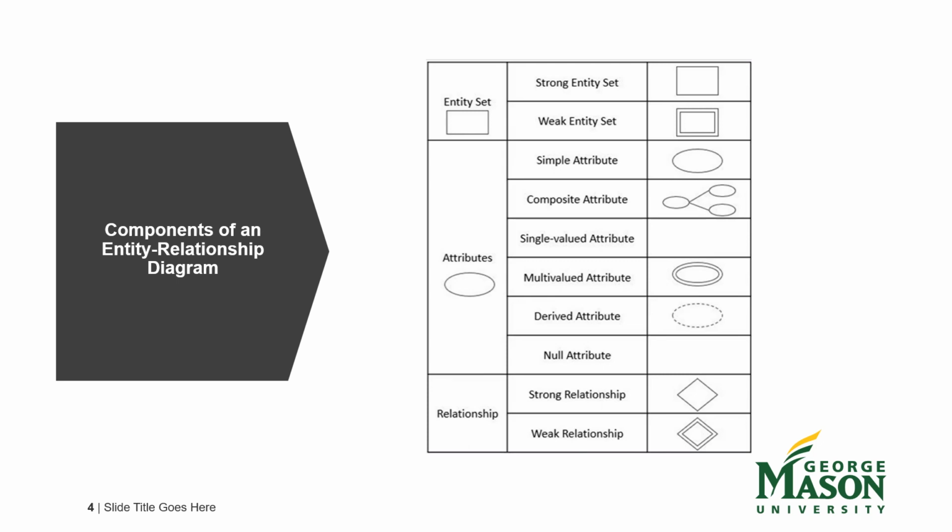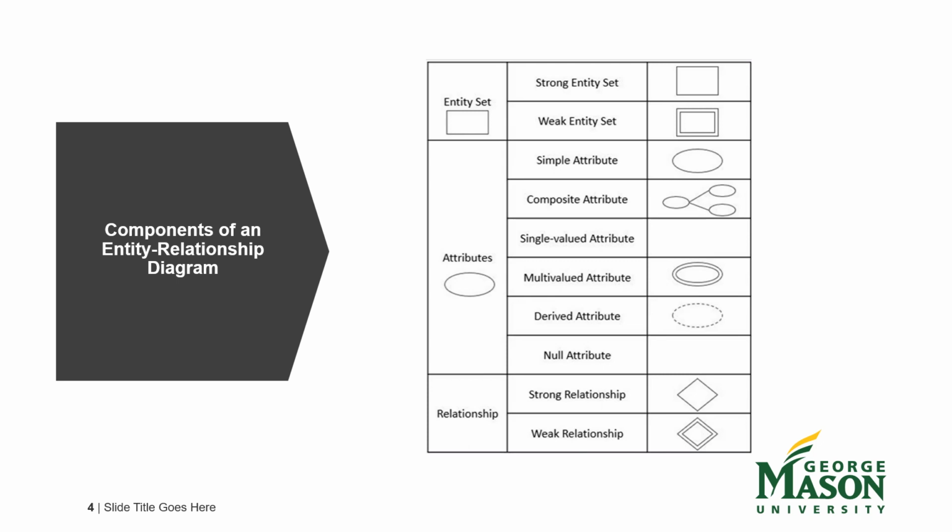Weak entities. These are entities that do not have their own unique attributes and can only exist in relation to a strong entity. They rely on existence of a strong entity to be created. Examples of weak entities are an order line item or dependent in an employee database.